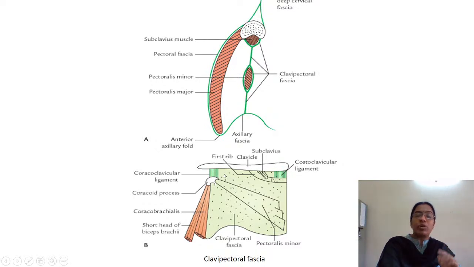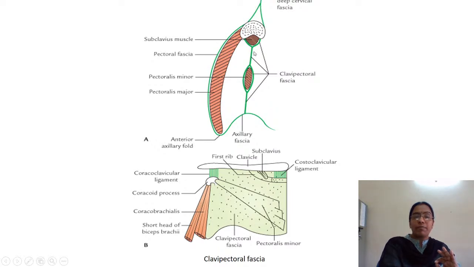Laterally, the clavipectoral fascia is attached to the coracoid process of the scapula and forms a ligament which is called the coracoclavicular ligament. This is the clavicle, and this is the coracoclavicular ligament.